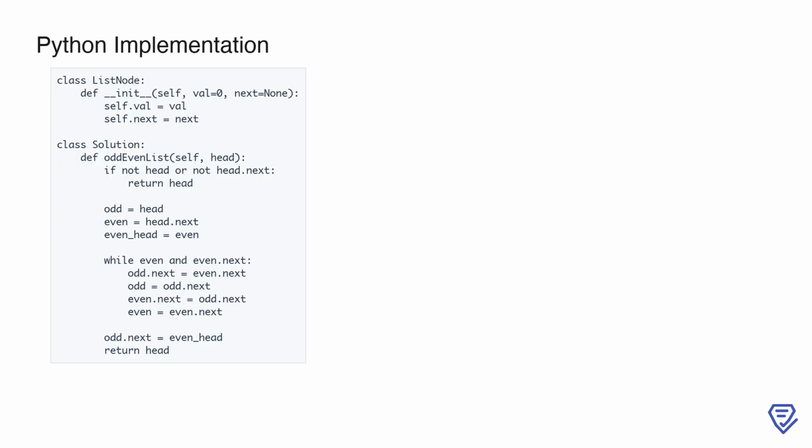4. Connecting sublists. After the loop completes, the odd pointer, which now points to the last node in the odd indexed sublist, is linked to the even_head, the start of the even indexed sublist. 5. Returning the result. The modified list, starting from the original head, is returned as the result. This algorithm runs in O(n) time as it processes each node exactly once, and it uses O(1) space since the rearrangement is done in place without creating new nodes or data structures.